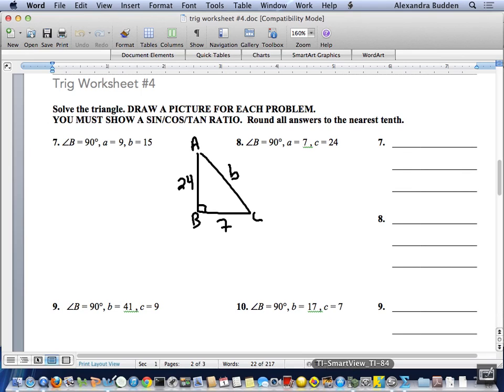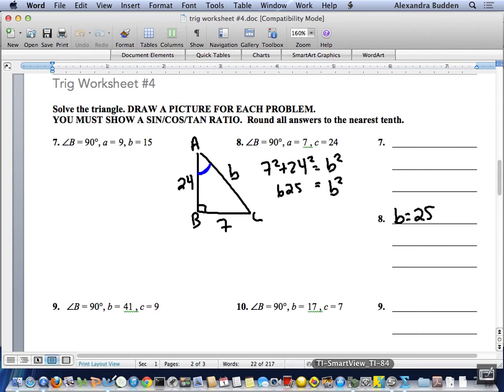Okay, first thing you should have done is do Pythagorean theorem to find B. I end up with B squared is equal to 625. So B then is 25. If you found the angles first, that's fine.